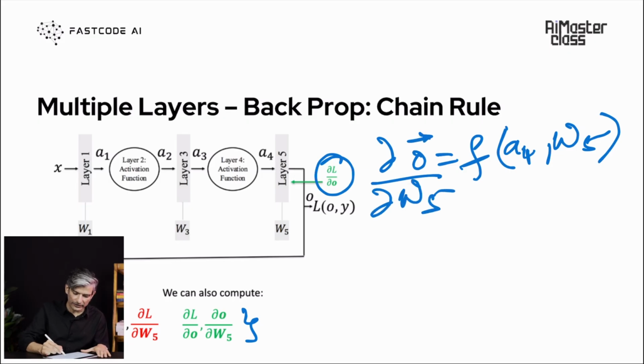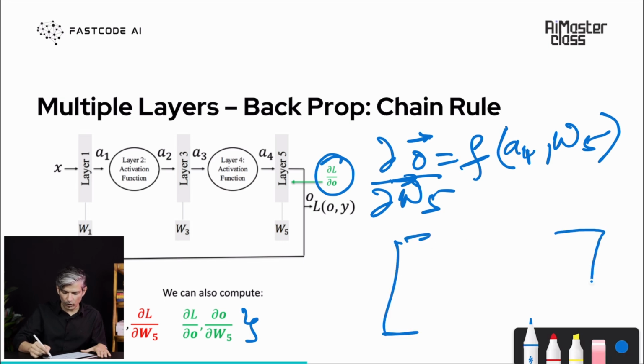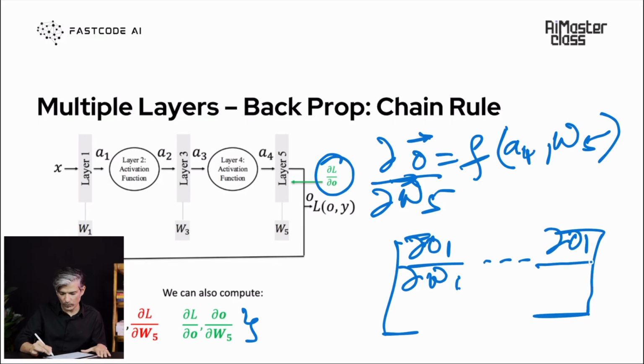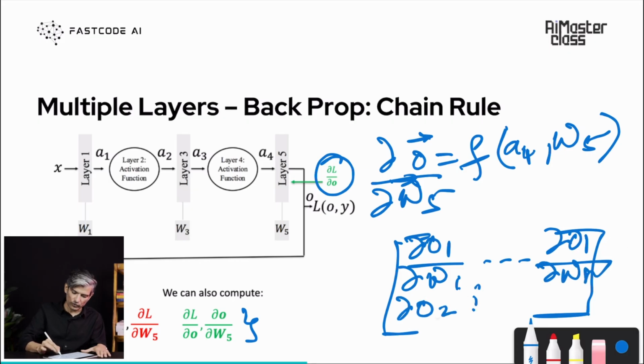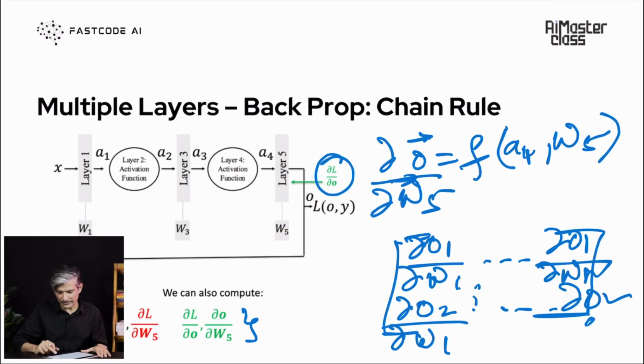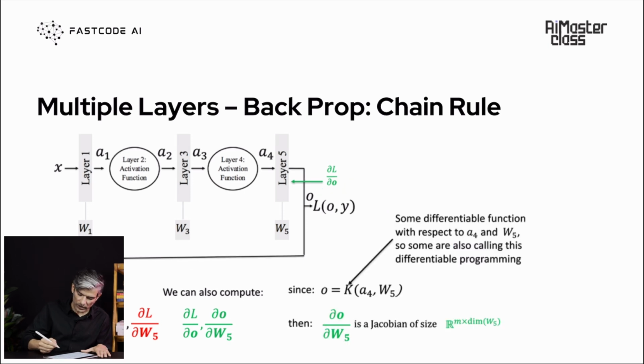Now output is a vector and W is a vector. So what will this give us? It will give us a Jacobian. And then in the Jacobian we will have the outputs component. So we have the partial derivative of O1 with respect to W1, all the way to Wn, and then the second row will be the derivative of O2 by W1 all the way to O2 by Wn, and so on. So this is something that we know about.